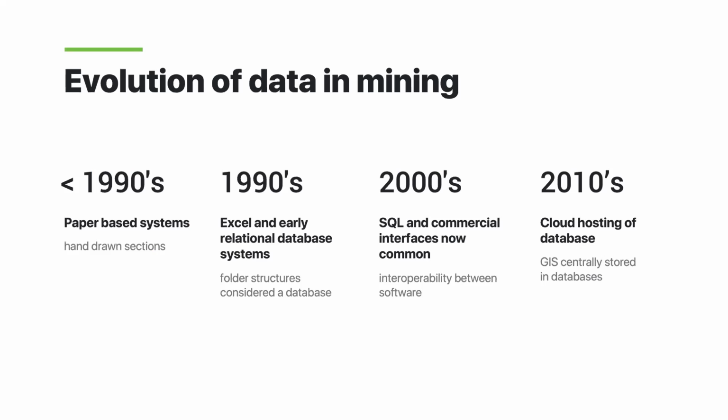Then into the 1990s, computers started coming into use in mining companies. So Excel started being used as a repository, and it's still widely used today in some of the smaller companies. Everyone's starting to move away from that now. Folder structures were considered a database. So you have your folder structure in Windows Explorer and you stick all your files in there, and that was considered your database. And it wasn't very good because the files could be copied. People would have their own copies of various things, and there were multiple copies of the same data, which is a terrible setup to have.